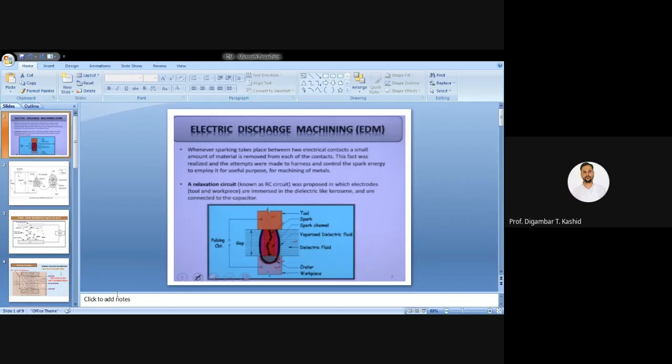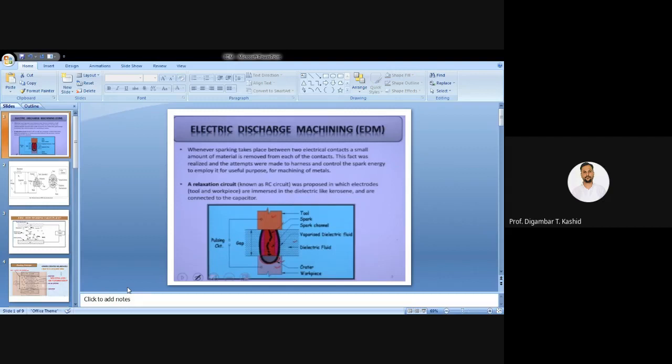Now, another thing is that we know that when sparking occurs between two switches, a small amount of metal is removed. Yesterday's example I am repeating. The same concept is used in a controlled manner in the electrical discharge machining process. Whenever sparking takes place between two electrical contacts, a small amount of metal is removed from each of these contacts, as we know.